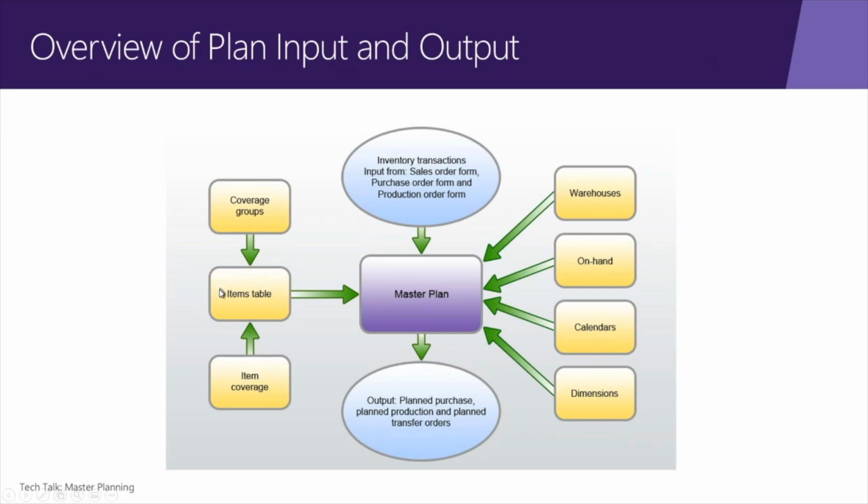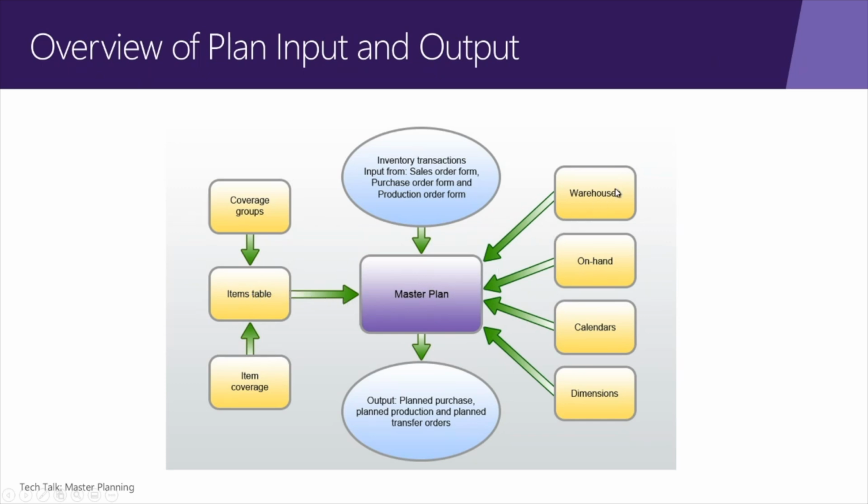And based on that, what you will come up with is basically a grouping of items that would have similar planning needs, and you will bundle the settings for those in a coverage group. Or you might have certain items that don't actually fit in the group, and you might be able to go and overwrite some of those master planning settings in item coverage, which is specific to that individual item.